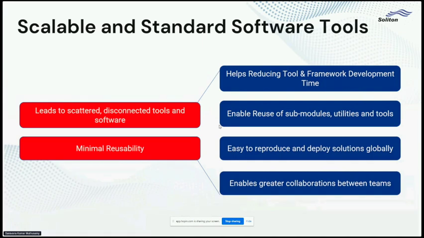And again, since the framework is standard, it's easy to deploy and reproduce the test setups across different benches. So that's one of the greatest advantages it gives. And finally, since it allows reuse, it gives greater collaboration between teams. Multiple teams can collaborate together in making the framework better and in building a lot of modules, right? So thus building a standard software provides these many advantages over maintaining scattered and disconnected software tools across the organization, right?